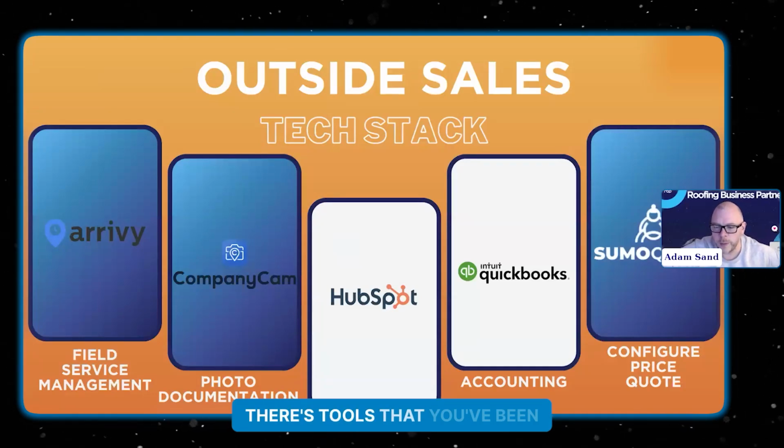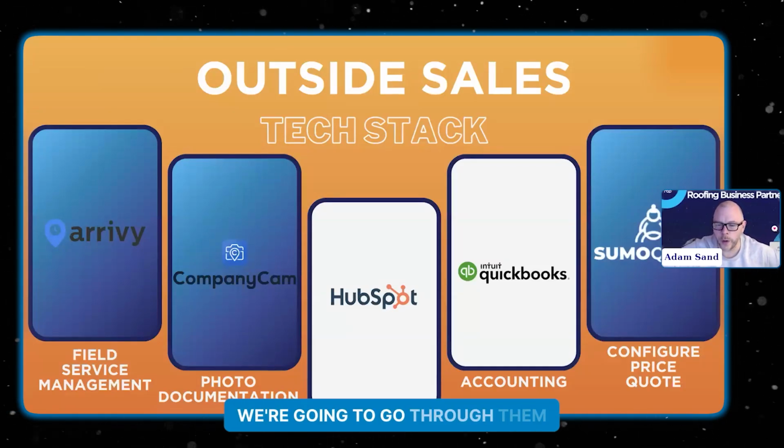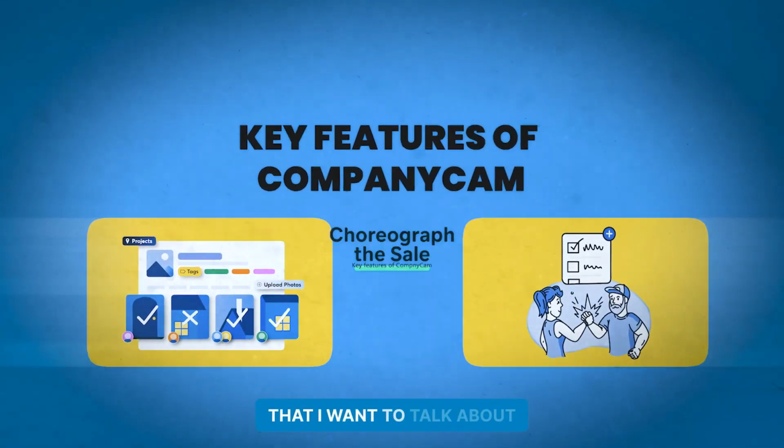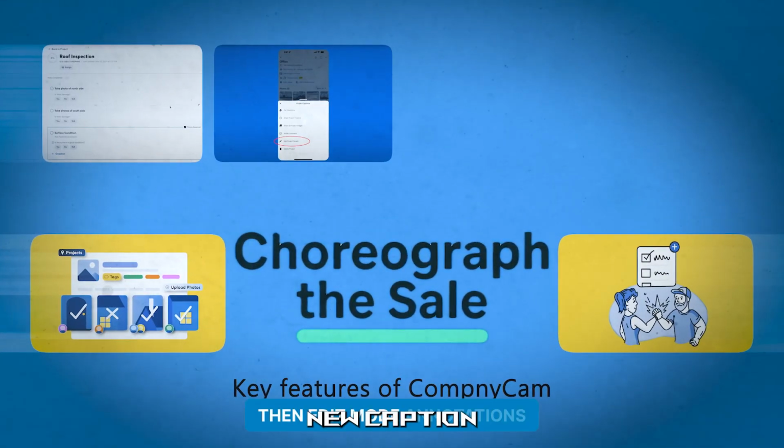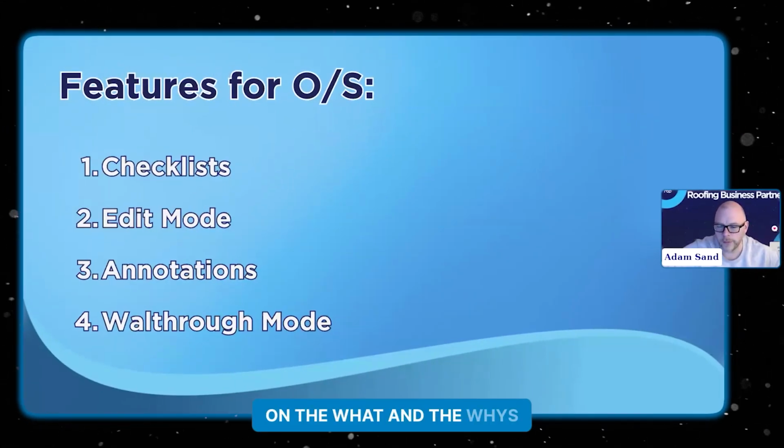There are tools that you've been empowered with to succeed. We're going to go through them one by one. So the first one is CompanyCam, and there are 4 key features that I want to talk about: checklist, edit mode, annotations, and walkthrough mode. And I'll do a brief overview on the what and the whys of each of these.